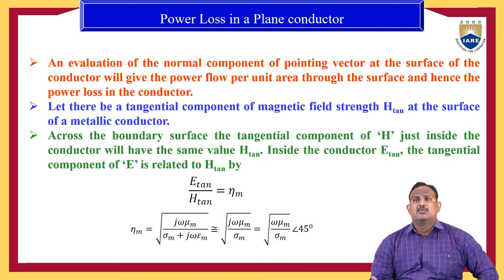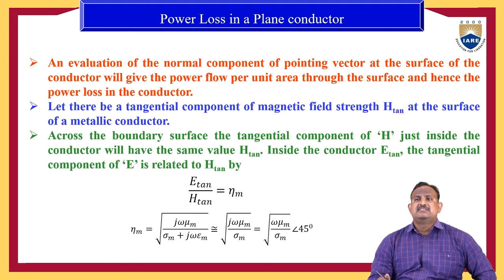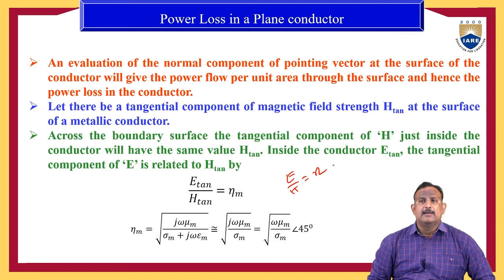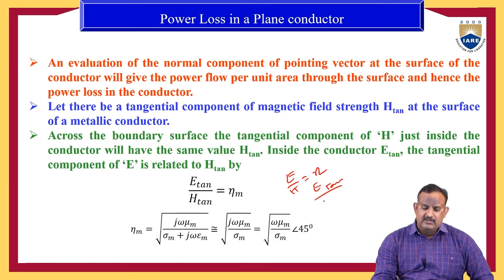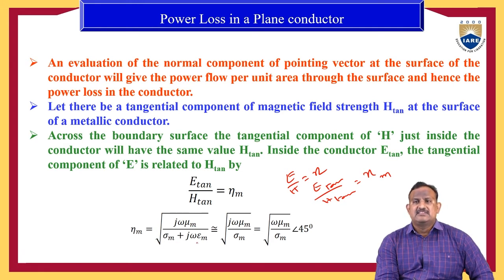Let there be a tangential component of the magnetic field, H tan, at the surface of the metallic conductor. Across the boundary surface, the tangential component of H just inside the conductor will have the same value, H tangential. Inside the conductor we have electric field E tan. The tangential component of E is related to the magnetic field by the relation E by H is equal to the intrinsic impedance eta, or E tangential by H tangential is equal to eta, where eta is equal to root of j omega mu by sigma plus j omega epsilon.